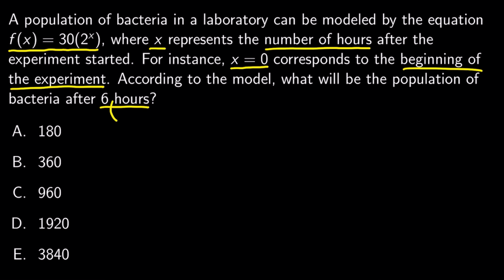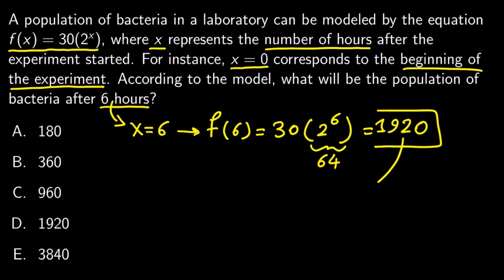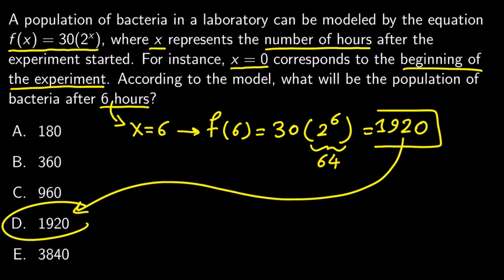Well, 6 hours means that we should put x equals 6 into our equation to get f of 6 equals 30 times 2 to the power of 6. 2 to the power of 6 gives us 64. 30 times 64 will be 1920, and that's it. The answer is D.